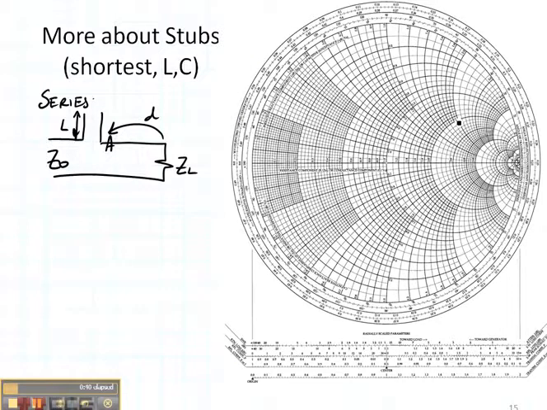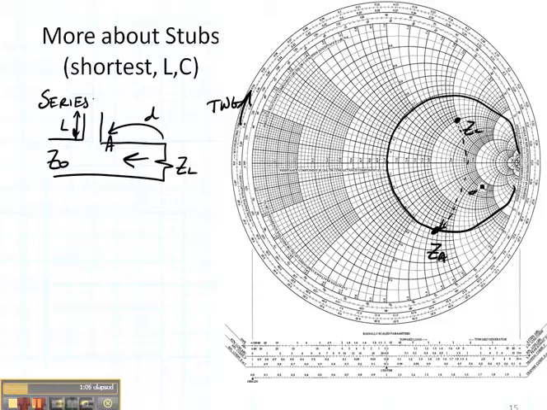So let's just suppose that my ZL happens to be right here as it was before. The first thing that I'm going to do is rotate a distance d to the matching circle, and I'm going to be going towards the generator. So here's ZL, and I'm going to rotate this distance d to ZA. So d is found by rotating that distance.